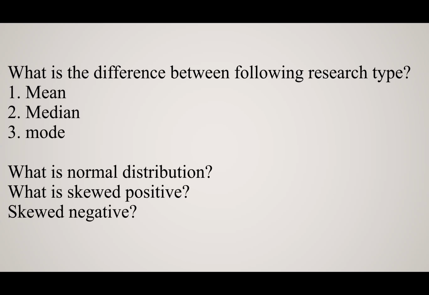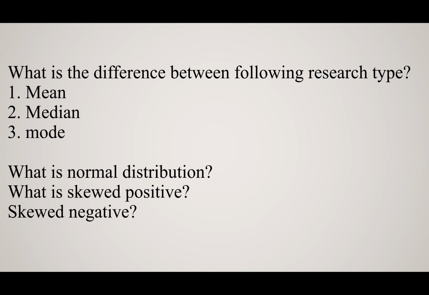If we have 11, 11, 10, 10, and 9, 9, 9. So what is the mode here? It is 9. What is the median? It is 10. The mean is you sum all the values and divide by the number, and you get the mean. Okay? So what is normal distribution?